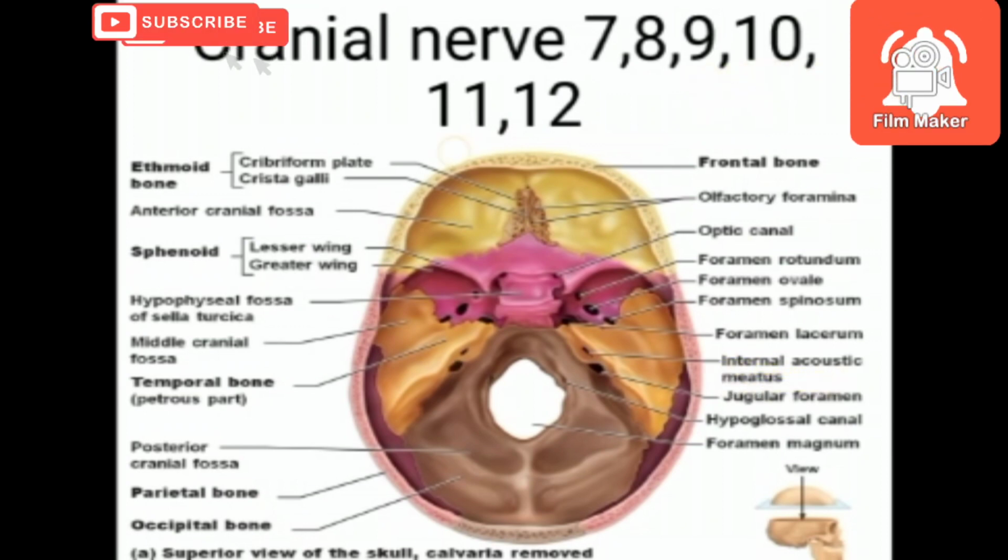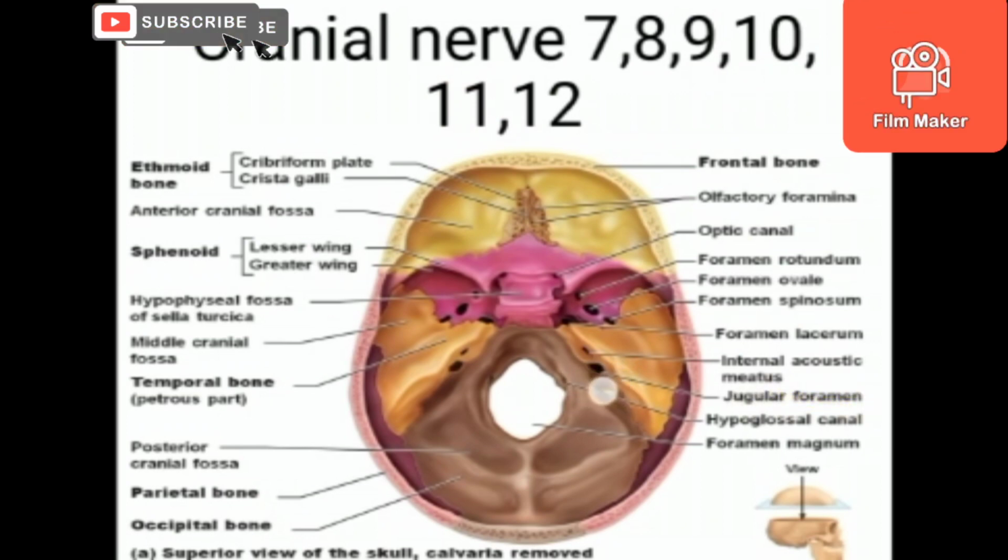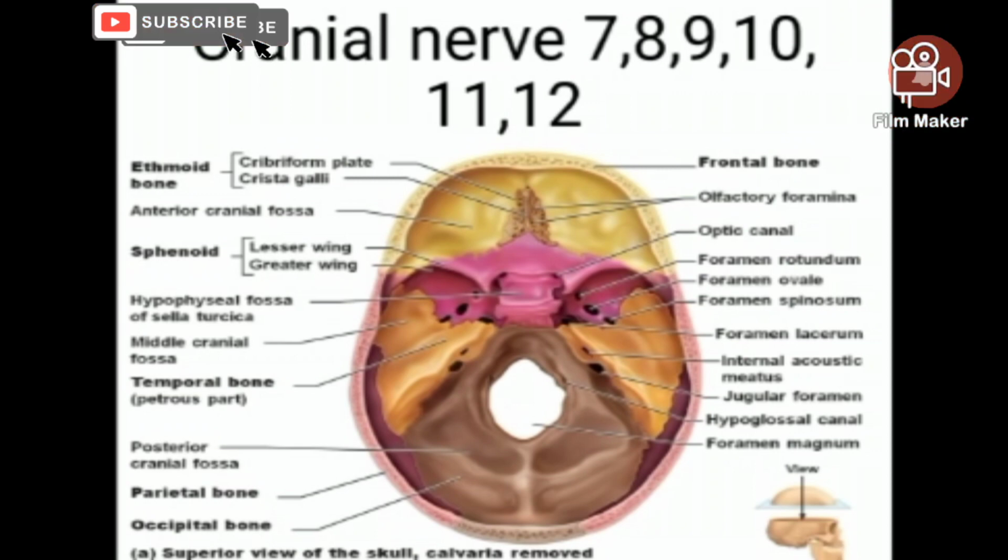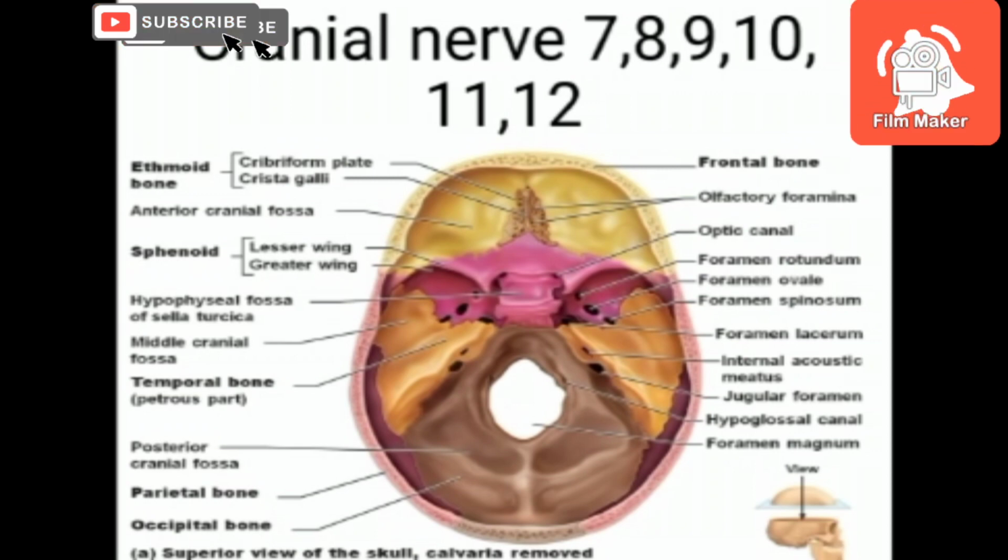Our 9th, 10th and 11th cranial nerves pass through the jugular foramen. See, here is the jugular foramen. This jugular foramen is a large opening in the base of the skull located behind the carotid canal. It is formed in front by the petrous portion of the temporal bone and behind by the occipital bone.